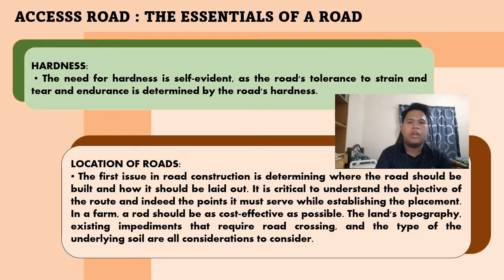The first issue in road construction is determining where the road should be built and how it should be laid out. It is critical to understand the objective of the road and the points it must serve by establishing the placement in a farm. A road should be as cost effective as possible. The land's topography, existing impediments, the required road crossings, and the type of the underlying soil are all considerations. These are some examples of a farm road.